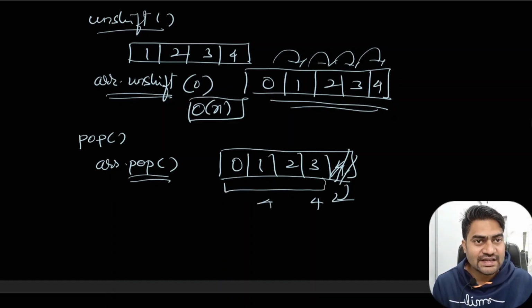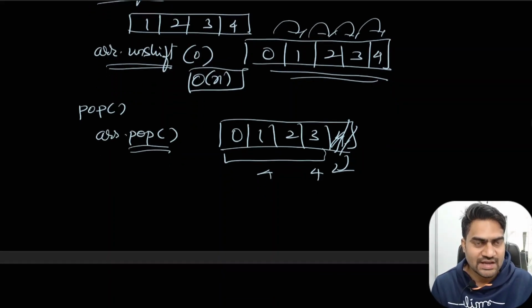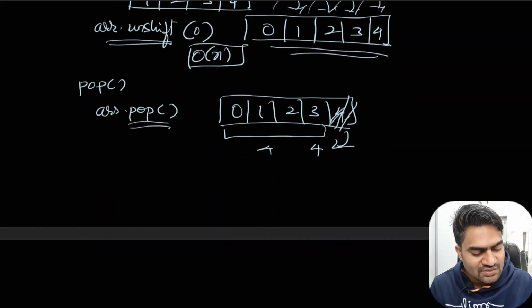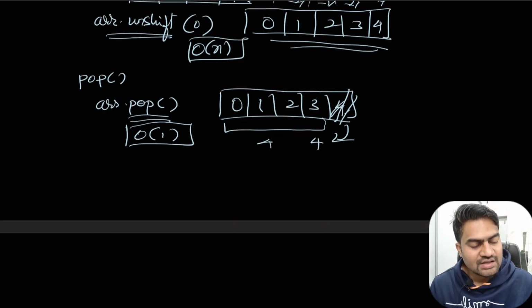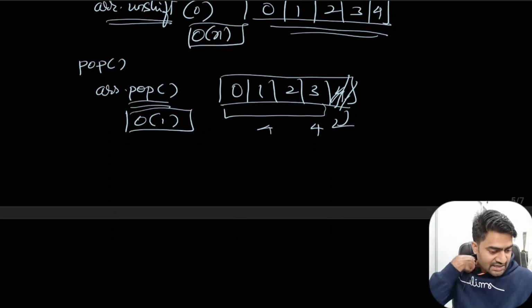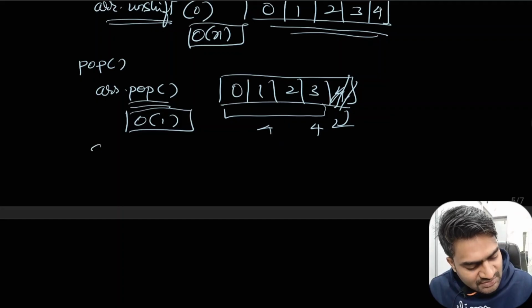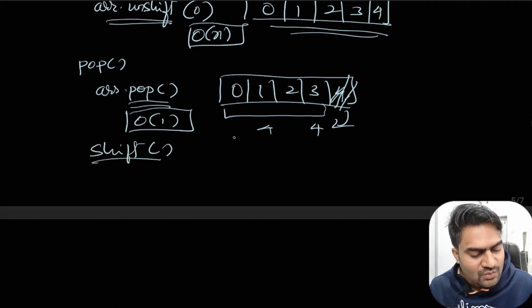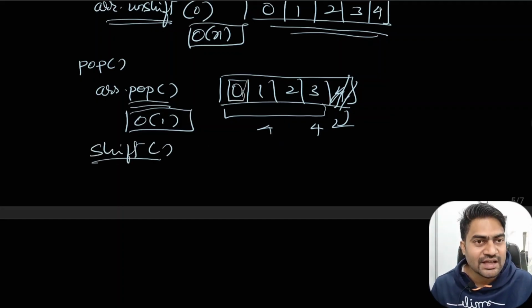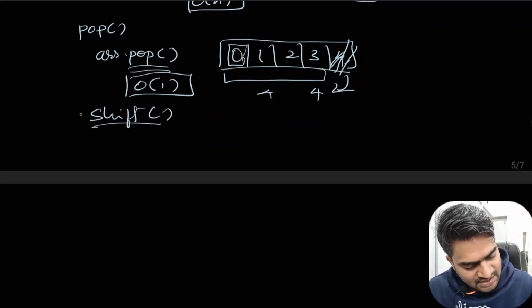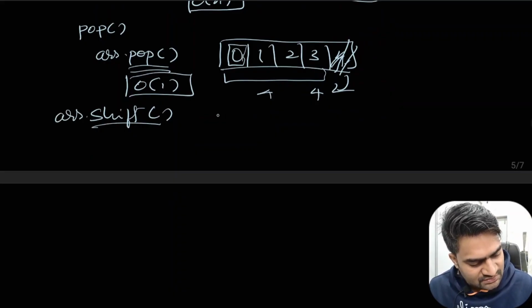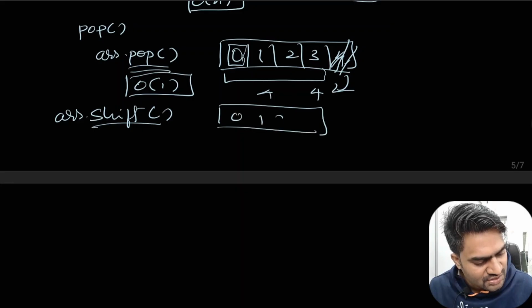So it will take the element from the end and give it to us. That is what pop does. It is also order of 1 time complexity because it simply takes out the element from the end of the array. Now on the counterpart, for unshift, we have the shift method. It will take the element at the 0th index and shift the remaining elements towards left.